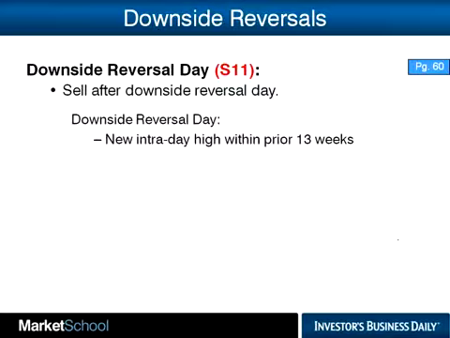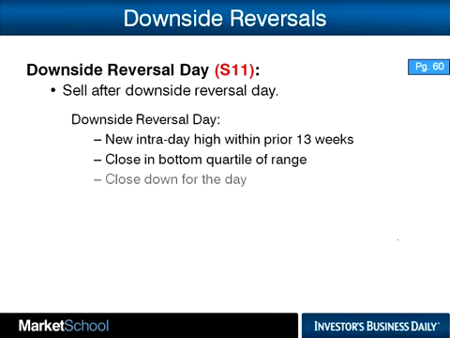So we're going to define a downside reversal as a day in which the index hits a new 13-week high. It's going to close in the bottom 25% of the range. It has to close down for the day. So it actually has to go into new high ground and then close down for the day. There's no volume requirement. Now, oftentimes we'll see heavy volume on a downside reversal, but it's not necessary.